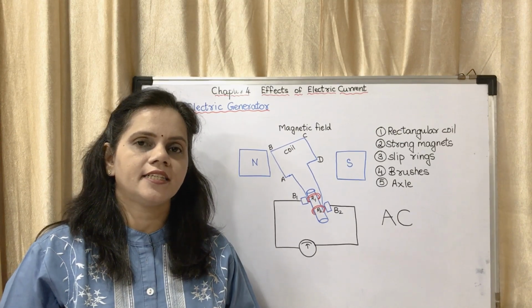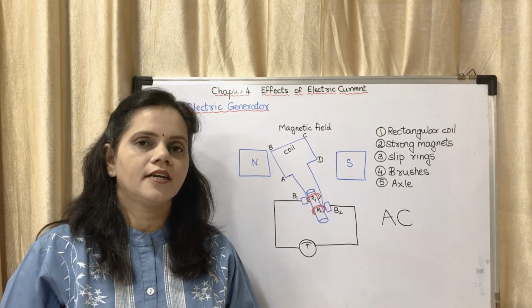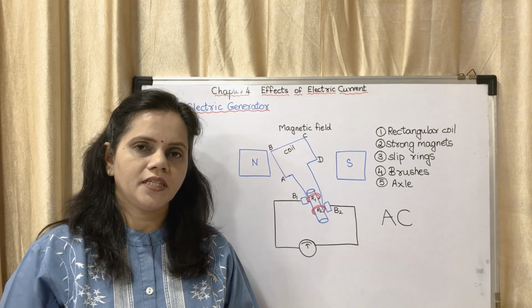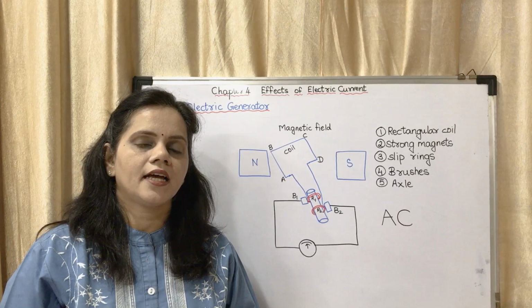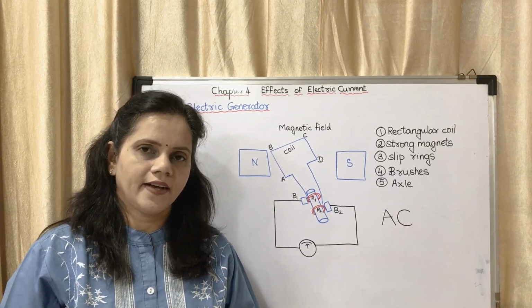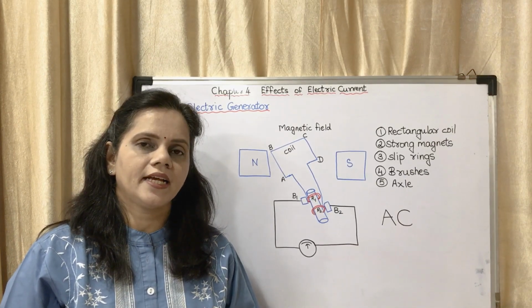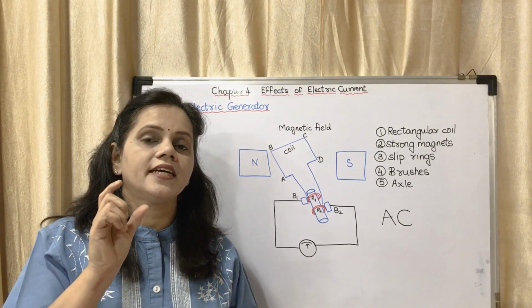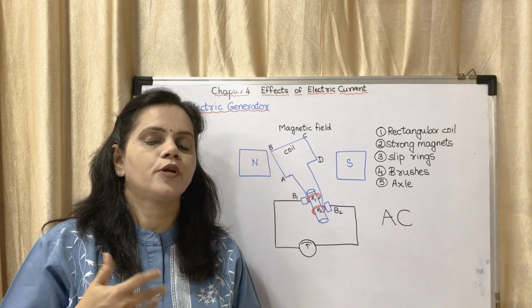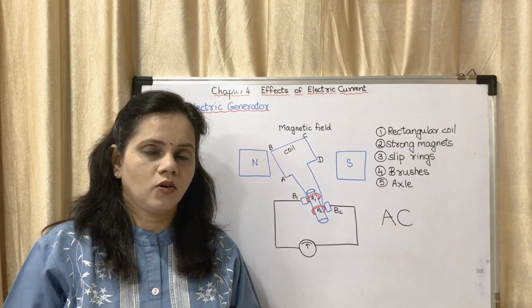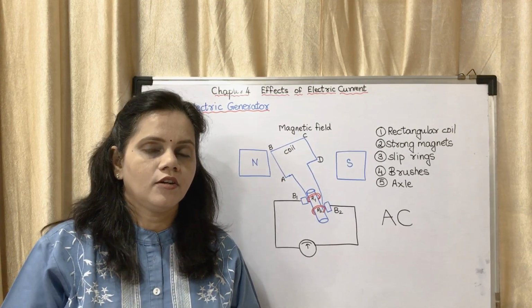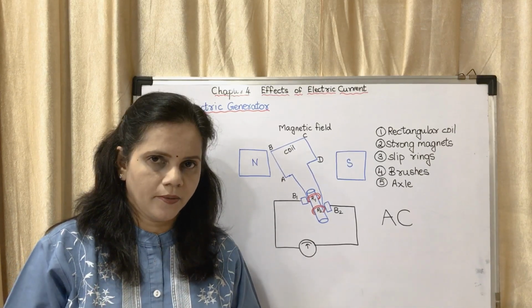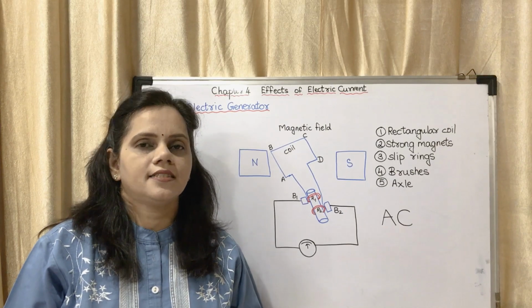An electric generator is a device which converts mechanical energy into electrical energy. I repeat, an electric generator is a device which converts mechanical energy into electrical energy. The name generator, generate means produce. So what is a generator? A machine which produces current. Okay, that is an electric generator.